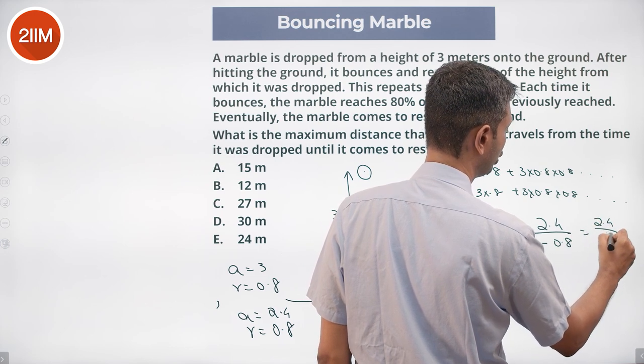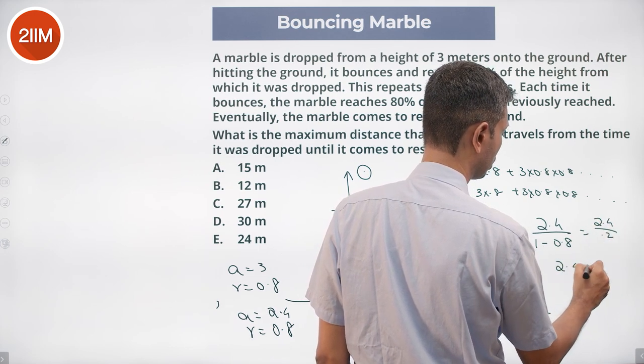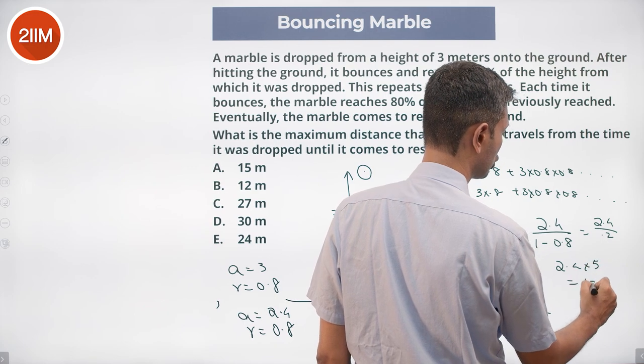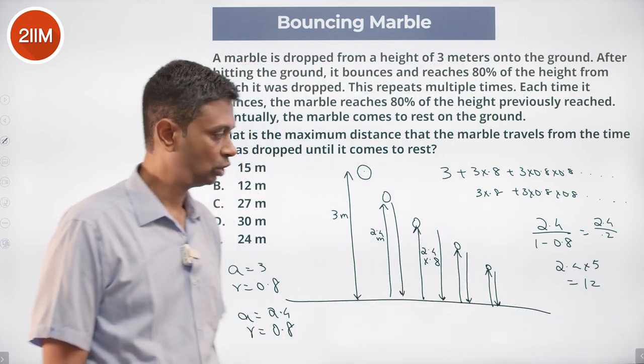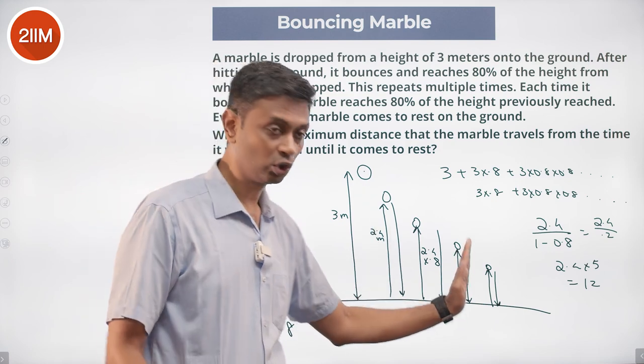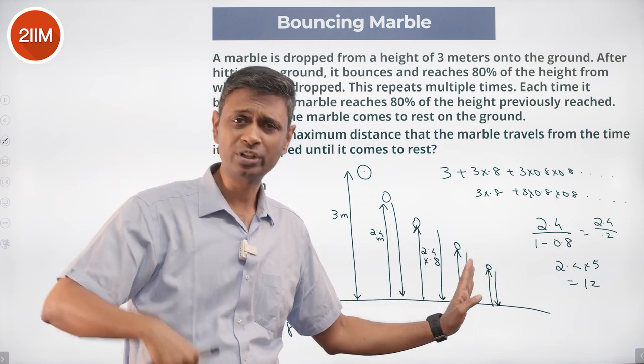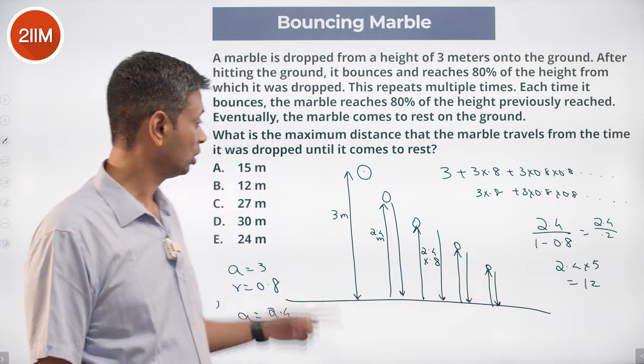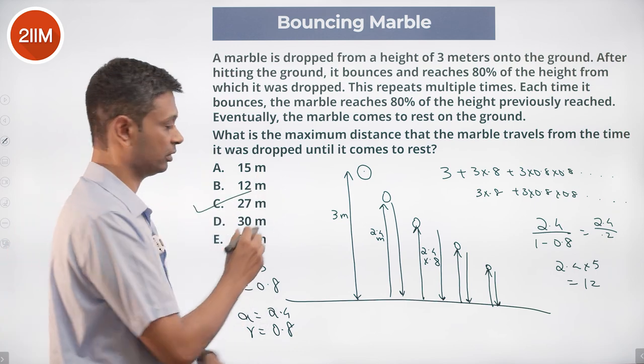2.4 by 0.2, which is 2.4 into 5, which is 12. Everything from here on, one direction is 12, both directions is 12 into 2, 24, plus 3, 27 meters.